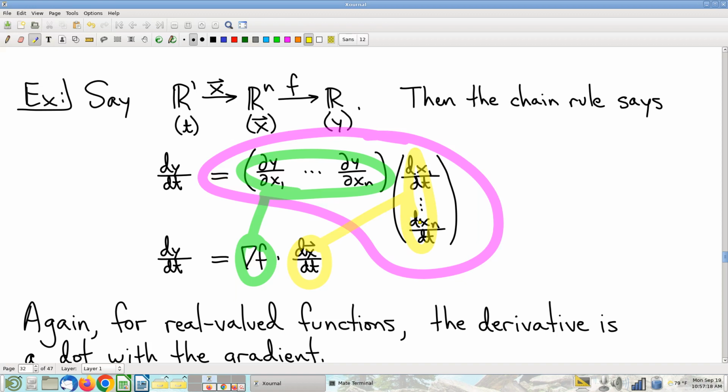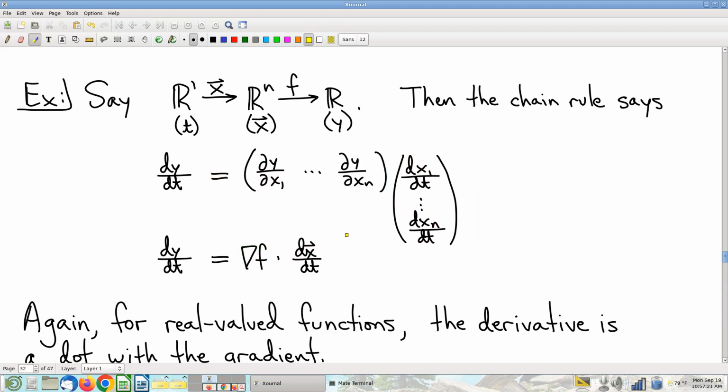Okay, so the special case here is that the derivative matrix still relates input and output. It's absolutely the same. It's just that in this case, it looks like a dot product with the gradient instead of a matrix multiplication. Okay, so quick example.